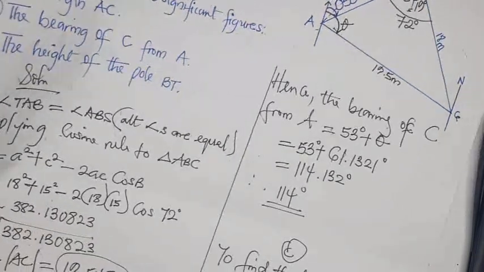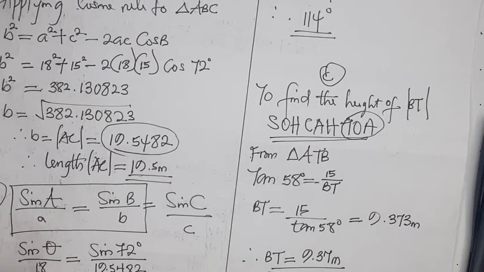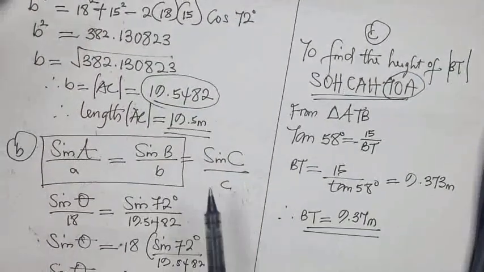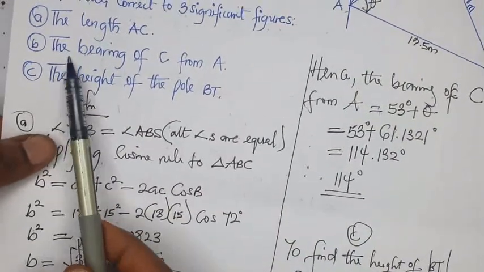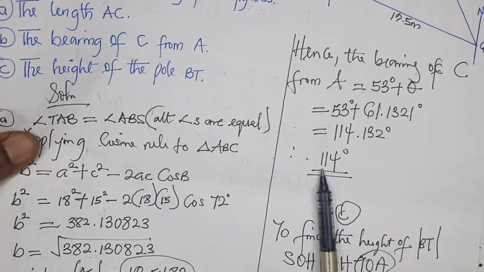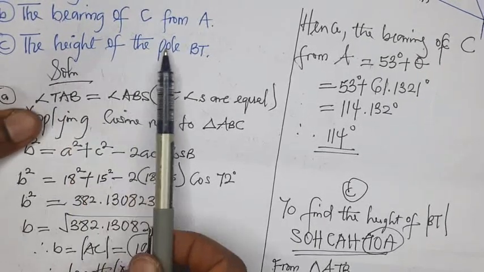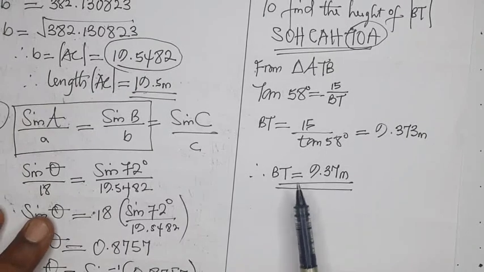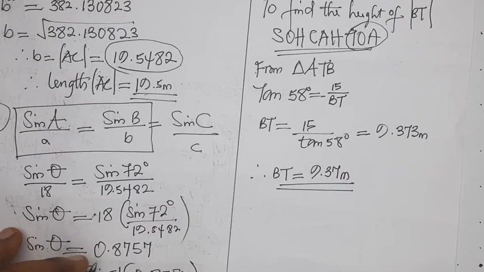We have just ended up solving all the problems that were given initially. First, we solved the length AC, and for the length AC, we arrived at 19.5. Second thing we did was to solve the bearing of C from A, and when we solved the bearing of C from A, we arrived at 114 degrees. And the third thing that we have succeeded in doing is to solve for the height of pole BT. And right now, we have noticed using trigonometric ratios that the height of pole BT is 9.37 meters. This is how this problem is solved.